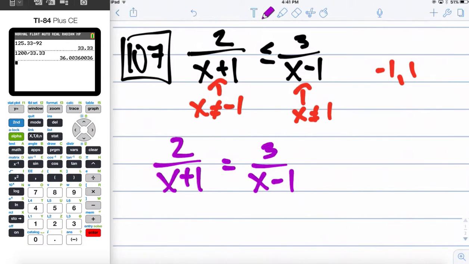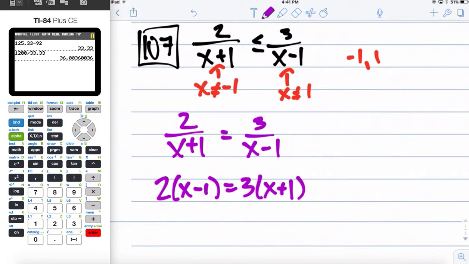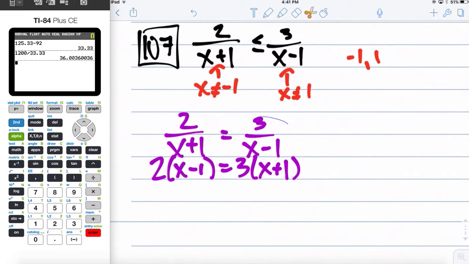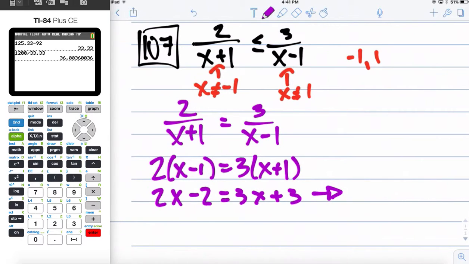And I solve it. So I can cross multiply. I'll get 2 times x minus 1 is equal to 3 times x plus 1, which gives me 2x minus 2 is equal to 3x plus 3. And so that tells me x is equal to negative 5. So that's my other point.